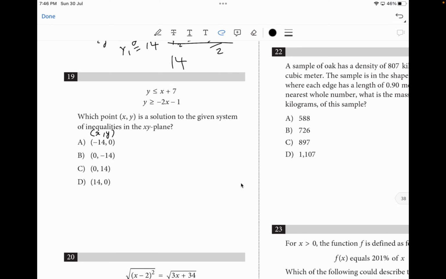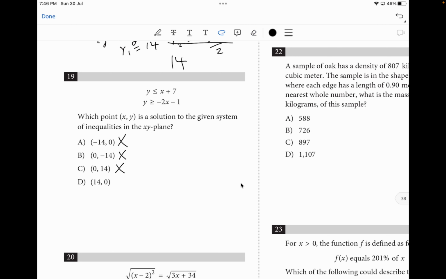Since x is negative 14, if you do negative 14 plus 7, let me just test it, this should be giving you a value of about negative 7, and your y value is less than negative 7, so this is false. A is false, B is false, C is false. When you substitute it into these equations, all three of these options are false.